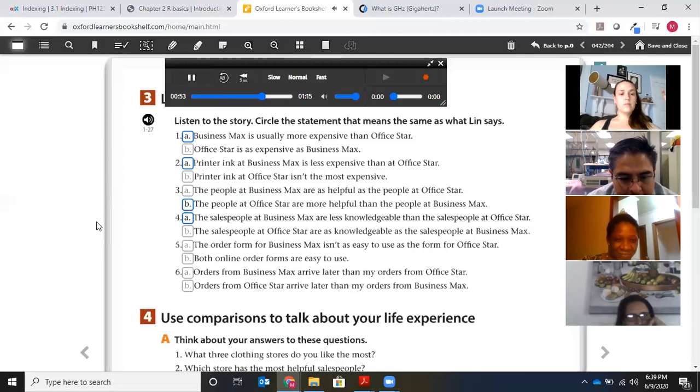The online order form for BusinessMax is as easy to use as the form for OfficeStar.